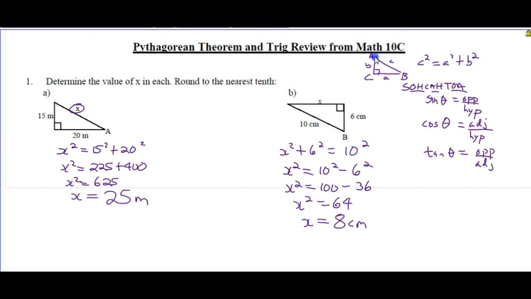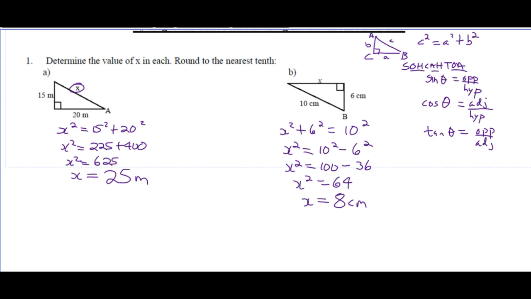Okay, so that's Pythagorean theorem solving for the hypotenuse, longest side, and your check is just to make sure, is this number larger than either of these two? And solving for another side, is this side smaller than the hypotenuse? Okay, questions on Pythagorean?